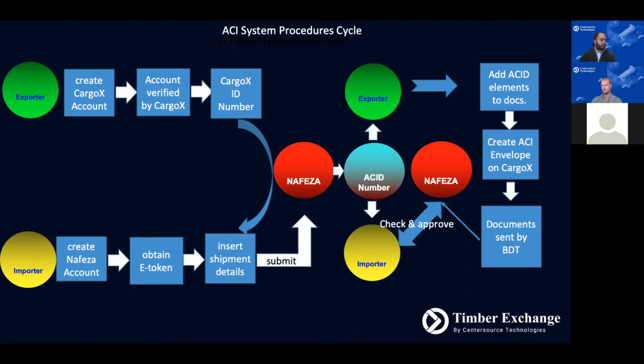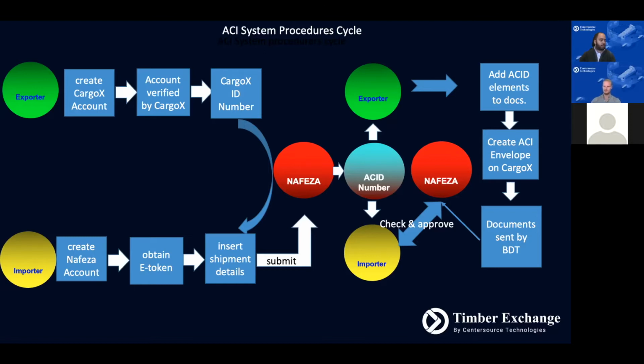Once you start your trade, then we will go with the process that has to be done each time you make a shipment to Egypt. Your importer will go by his credentials to NAFISA and start inserting the shipment details. One of them needed is your CargoX ID number. Once he finishes those shipment details, and we will go through it in our next 2 slides, he will need to submit it to NAFISA. NAFISA will revise it and check it and send the ACID number.